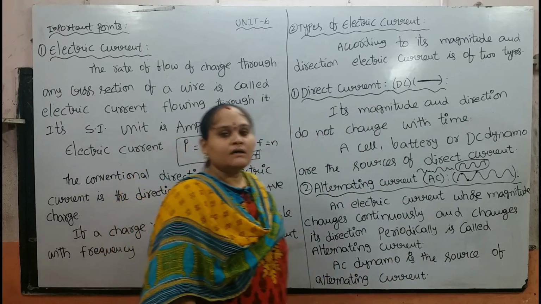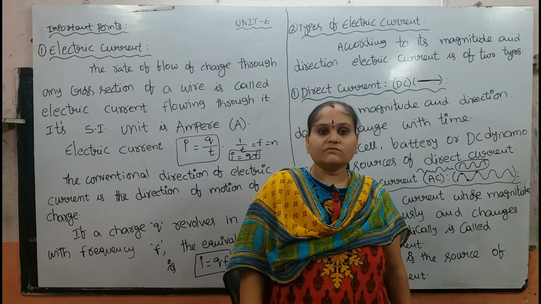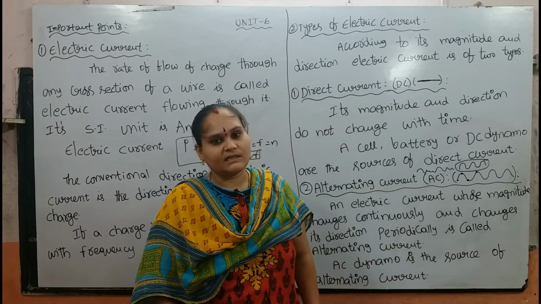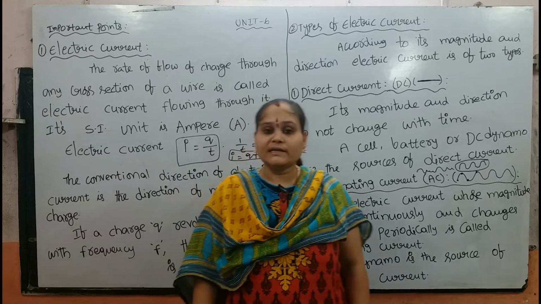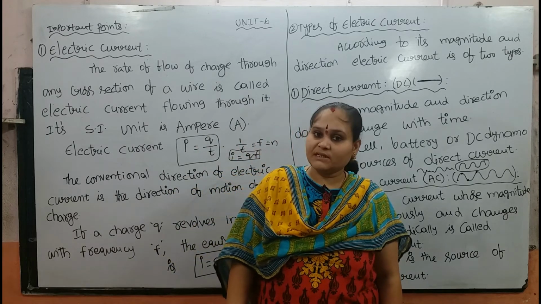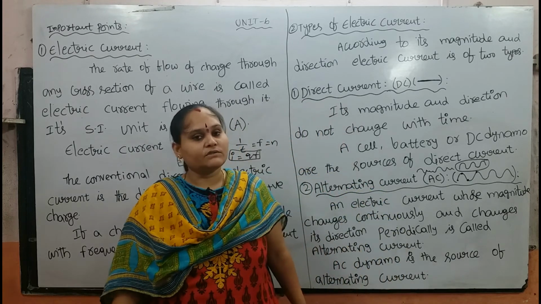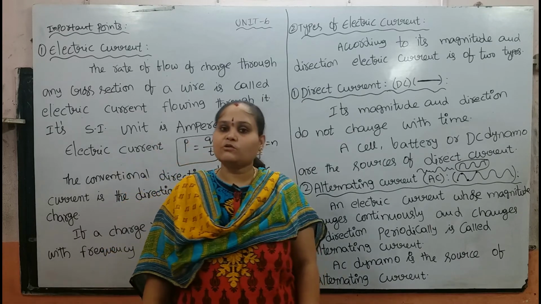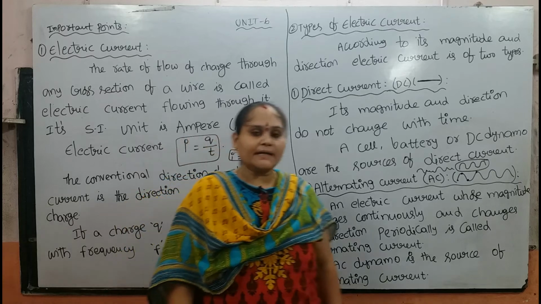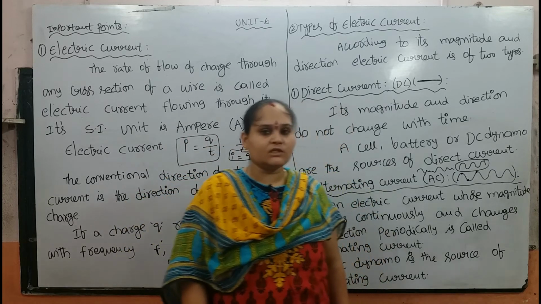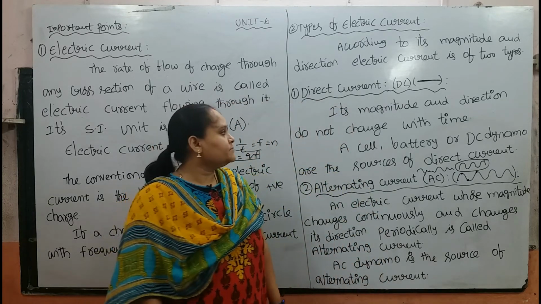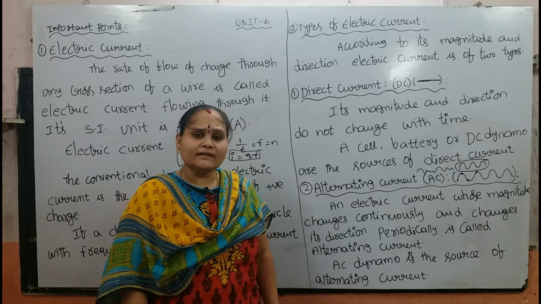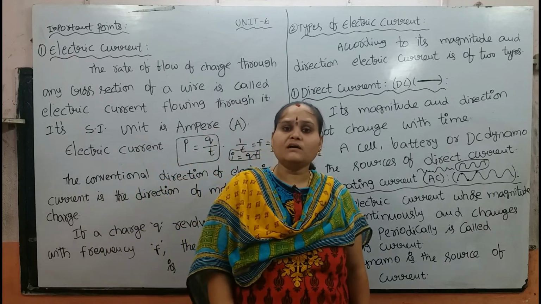Next one is the types of electric current. We have two different types of electric current, according to their magnitude and direction. One is the alternating current and the second one is the DC current. DC means direct current and AC means alternating current. In DC current, the magnitude and direction will not be changed with respect to time. And a cell, battery or DC dynamos are the sources of the DC current.